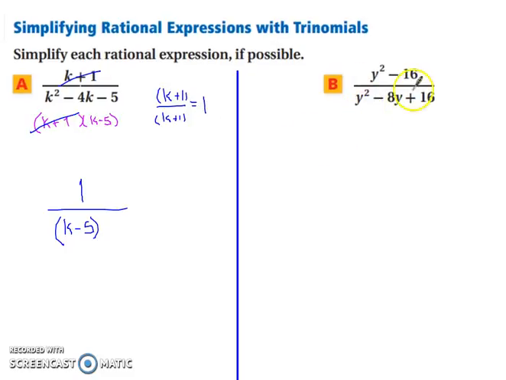So now let's try B. We're going to want to factor our numerator and our denominator. So take a moment and pause the video and do that step. So we're going to factor the numerator and denominator.